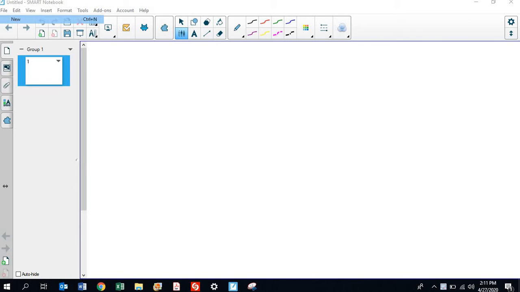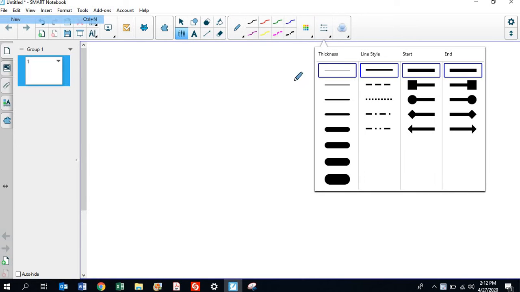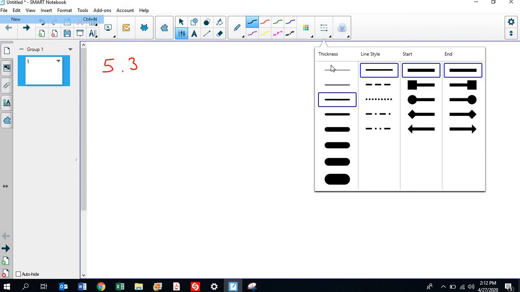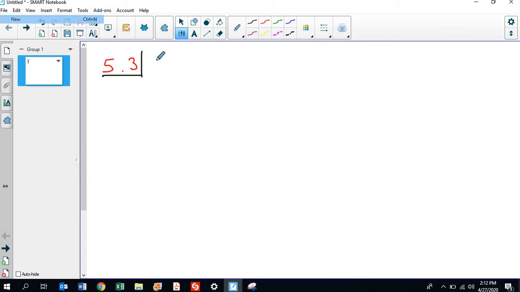In our textbook this is 5.3, the fundamental theorem of calculus. Let me just state it out for you. Remember, the fundamental theorem has two parts to it, 1 and 2.